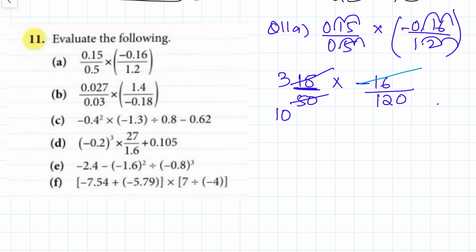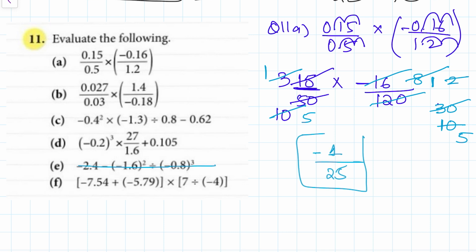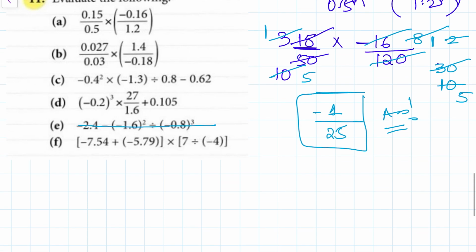2 times 8 and 2 times 5. 4 times 2 and 4 times 30. 3 times 1, 3 times 10. 2 times 1, 2 times 5. We are left with a 1 in the numerator and a 25 in the denominator with a minus sign.